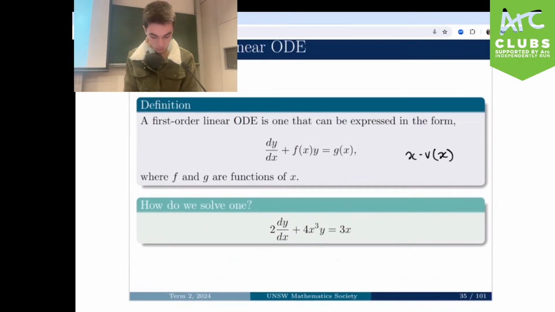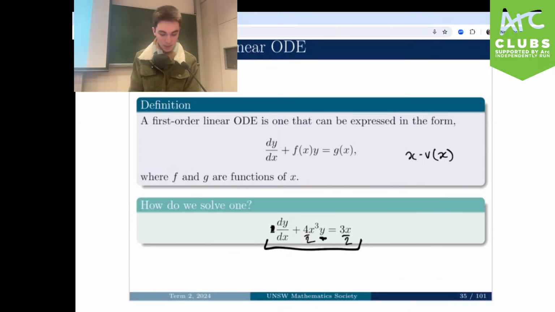So let's have a look at this ODE, okay? We know that it's linear because if we divide through by this factor 2, then we'll have dy on dx plus some function of x times y is equal to some function of x, in this case 3x on 2.